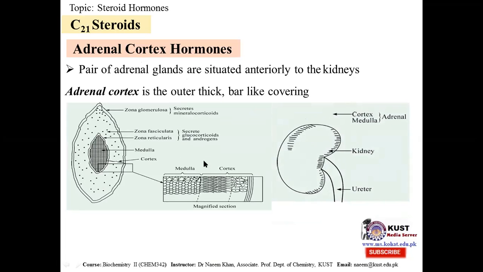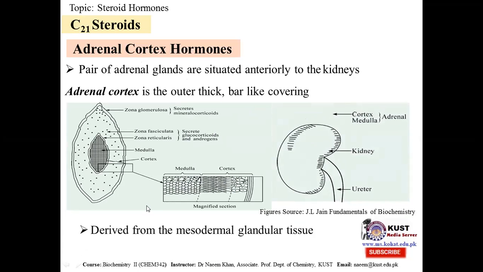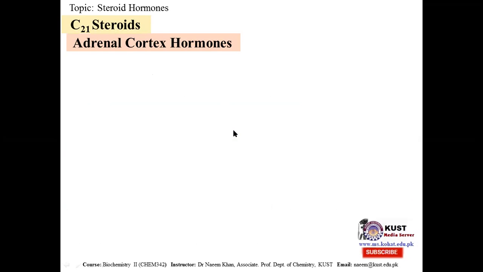Actually, there are two layers. The outer thick layer is the adrenal cortex, and the inner is the adrenal medulla. This is the cortex, and here we have the medulla. It is derived from mesodermal glandular tissue, which makes the adrenal cortex, and it secretes 40 to 50 C21 steroids called corticosteroids. There are many steroids secreted by the adrenal cortex, and all of them have C21 carbon atoms, and they are called corticosteroids.